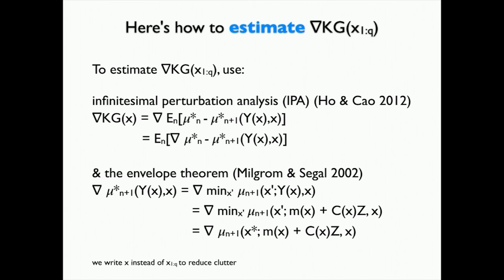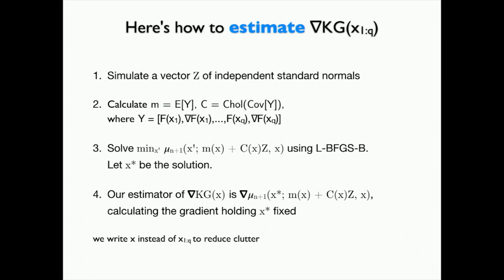So this mu n plus 1 has an analytic expression from Gaussian process regression, and then these also have analytic expressions from Gaussian process regression, and I just calculate that using the chain rule. So the resulting procedure is just I simulate a standard normal random vector, calculate the mean and the Cholesky decomposition of the covariance matrix of my new, larger observation, because I'm getting gradients. I find the minimum of what the posterior mean would be under that simulated output. And then I get a stochastic gradient estimator obtained by using the chain rule and differentiating the posterior mean, holding this x star fixed.